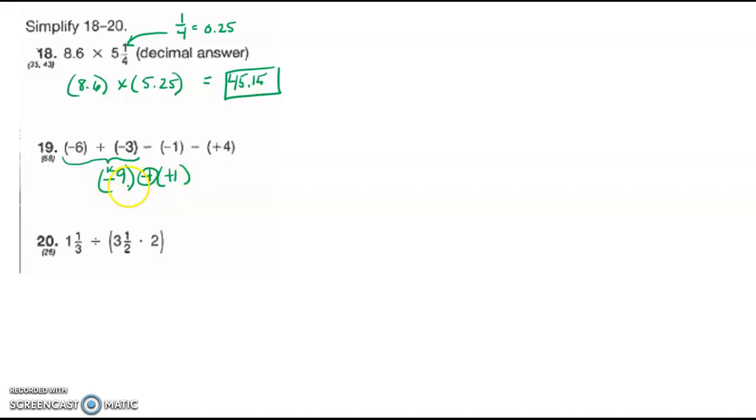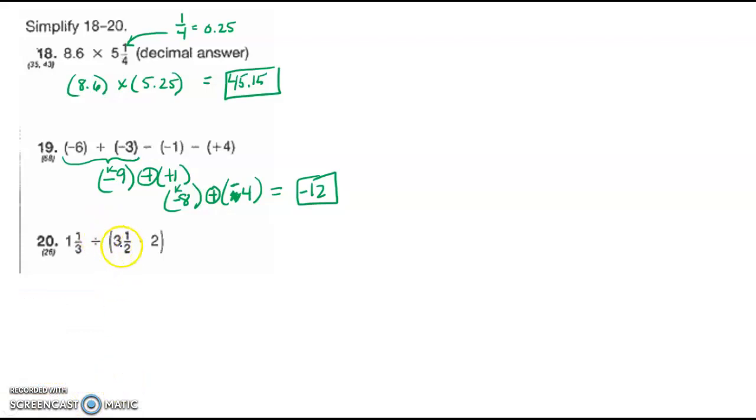I'm going to subtract and keep the sign of the larger. So 9 minus 1 is 8. And 9 is larger. And then I'm going to bring this down. And I have a subtraction problem here as well. So I have negative 8. Okay, so keep, change, and then this is going to become negative. So now I have 2 negatives that I'm adding. So 8 plus 4 is 12, and I keep the sign.